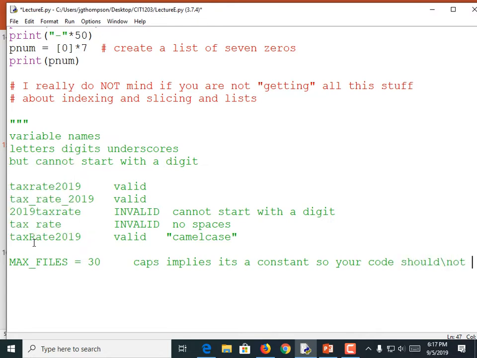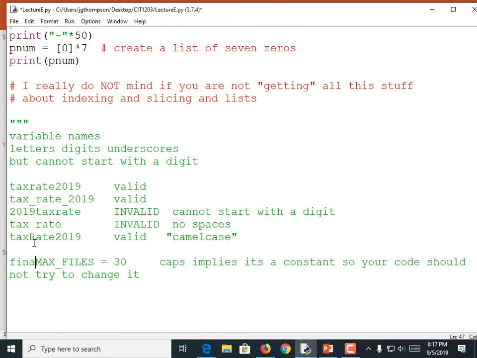Should not. Come on, hit enter. There. Not try to change it. And why do I use the word should? Because Python doesn't actually support constants. Java does. You use a certain keyword. Don't put this because I'm going to erase it immediately. You put the word final in front of it, and it means that's a constant. It cannot change.